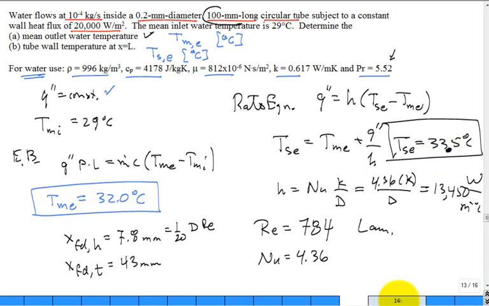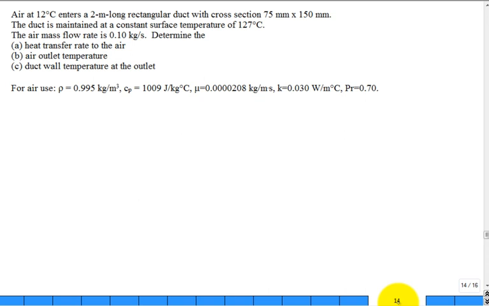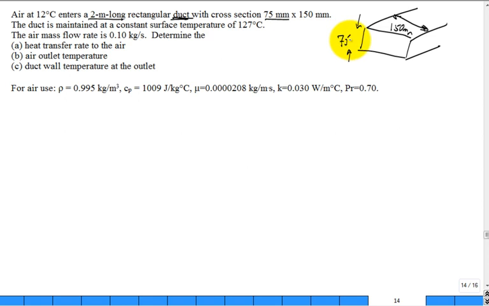Ready to move on? Air at 12 degrees C enters a 2-meter long rectangular duct. It's a rectangular duct, so we're definitely going to have a hydraulic diameter consideration. And it's 75 millimeters by 150. So 75 by 150, it looks like that. This is 150 millimeters that way, and this is 75 millimeters, and the flow goes down the duct like that.